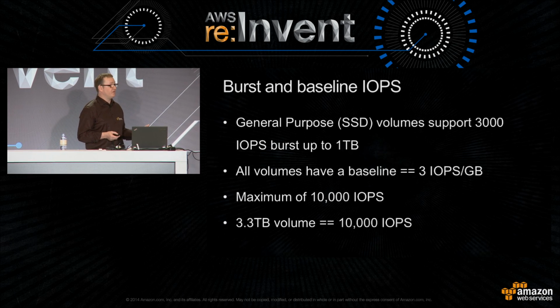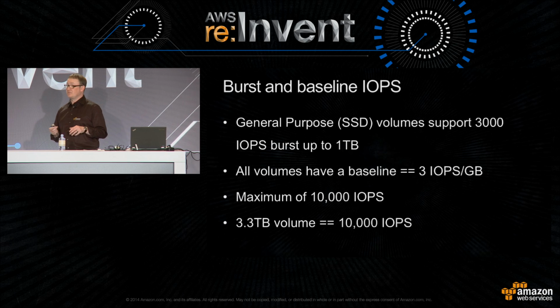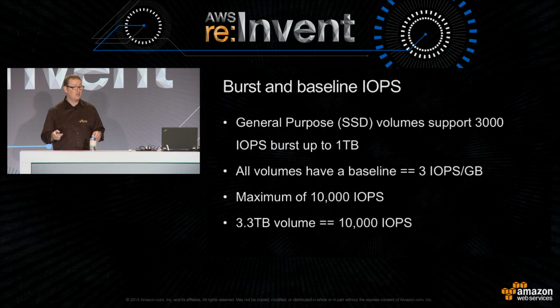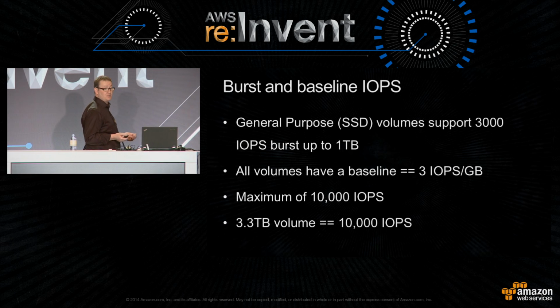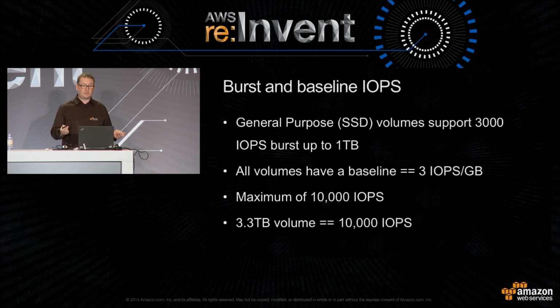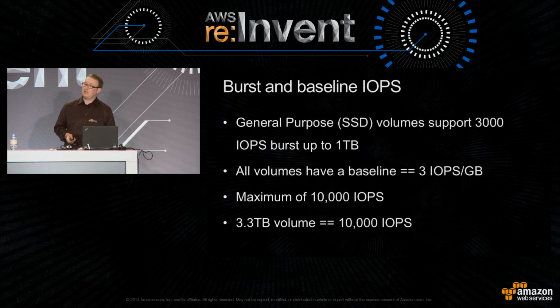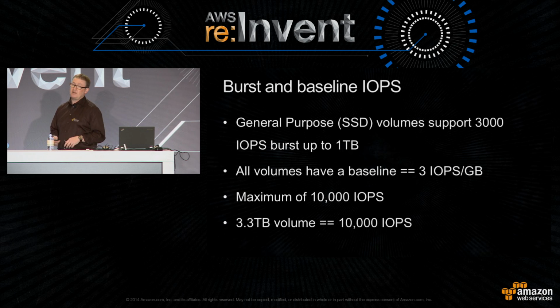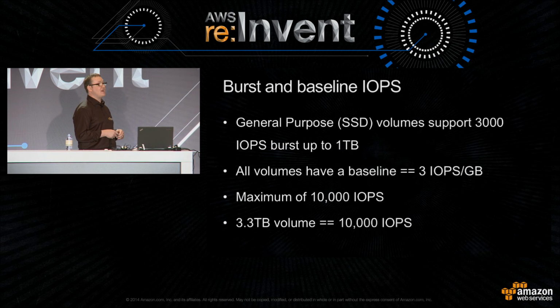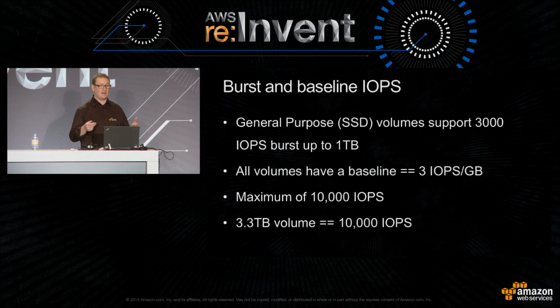So with a GP2 volume, you're going to get the best of both worlds. Create a small volume, you're going to get tons of burst. Create a big volume, you get tons of IOPS. All of the volumes will have a maximum of 10,000 IOPS. So that means if you provision a 3.3 terabyte volume, it will go up to 10,000. If you provision a 5 terabyte volume, it will go up to 10,000, and so on.